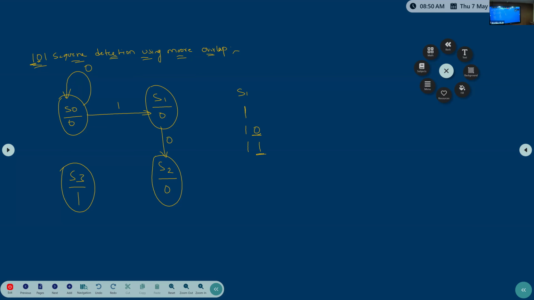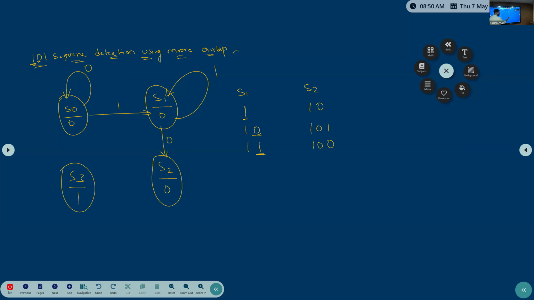No. So now what I need to do? I need to compare this last bit with this bit. It is matching with the S1 bit only. So then I need to stay in the same state when it is 1. Clear? So now come to S2. At S2, what have we already detected? 1 0. After this, 1 0, we can get 1, or we can get 0. Clear? 1 0 0 we can get.